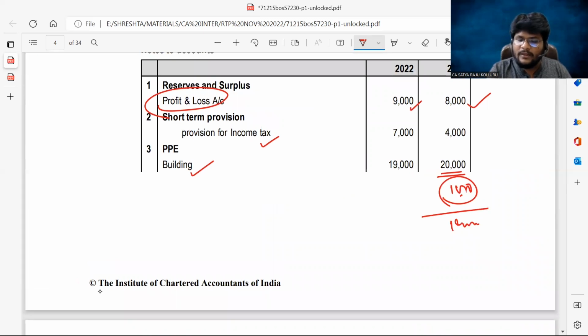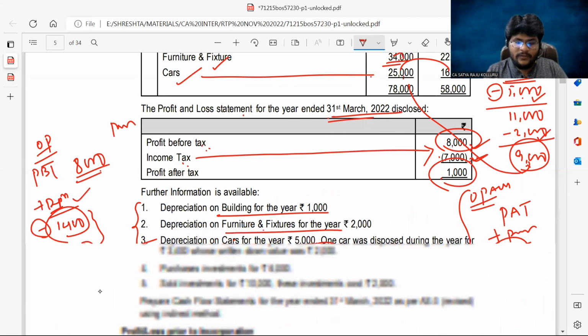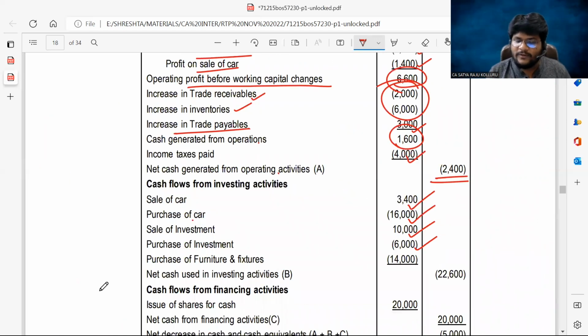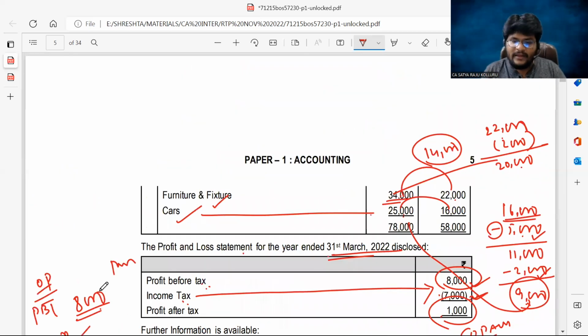That's why it became 19,000. Nothing was purchased related to the building. If you want, you can cross check for the building depreciation 1,000. So that's why the only impact is on the furniture and fixtures: you purchased 14,000, which was an outflow. That's it, guys. Next, related to financing activities.